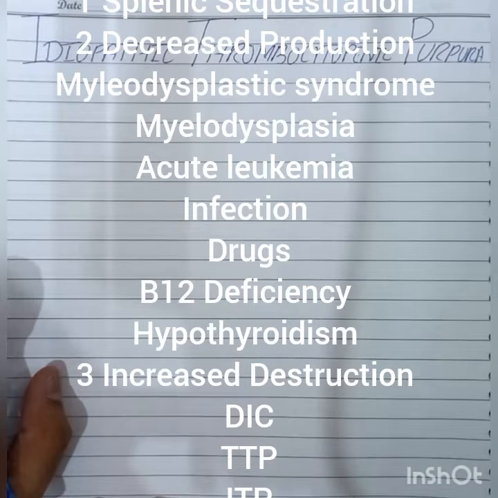There is also decreased production of platelets which occurs due to infections, toxins, and drugs, many drugs which suppress the bone marrow function, leading to thrombocytopenia, B12 deficiency, and hypothyroidism. And the most important thing, which is the main topic today, idiopathic thrombocytopenic purpura, comes under the heading of increased destruction.